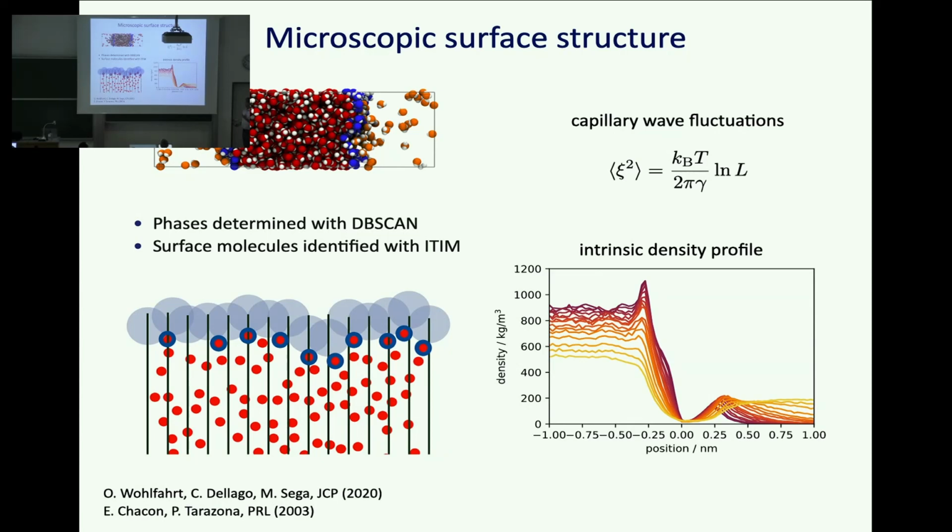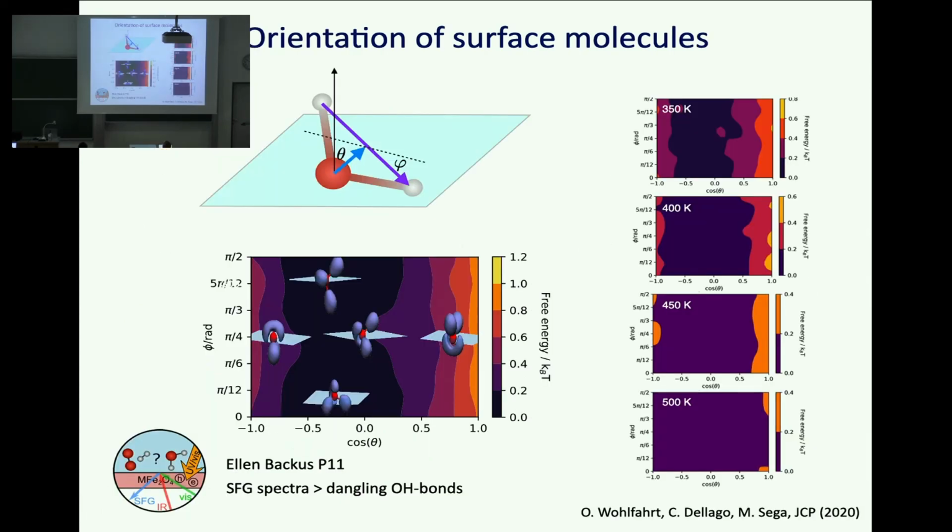But what's more interesting is what happens microscopically at the surface, and this is also the connection with the work of Ellen Backus. First of all, if you want to do that, you need to find where the surface is. You have capillary wave fluctuations which distort the interface, so it's not a flat surface. So we use some methods to do that, and once we have that, we can study how molecules behave at the surface, how they are oriented, and we find something that is also found in sum frequency generation spectroscopy done in the group of Ellen Backus, namely that you have dangling H bonds. You have a considerable population of molecules that have one non-hydrogen bonded OH bond sticking out of the surface.